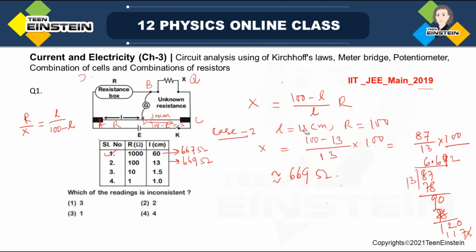Now we'll see the third reading. Third reading says this is 1.5 when the adjusted resistance is 10, 1.5, and here resistance is 10.